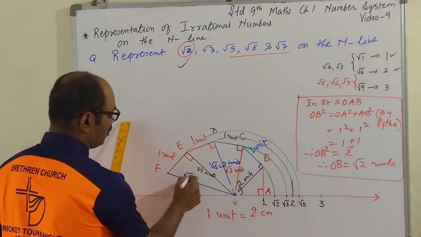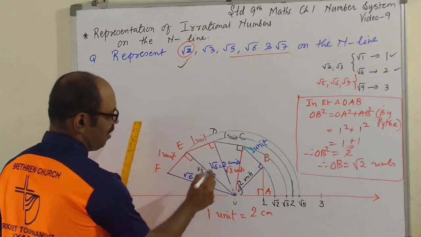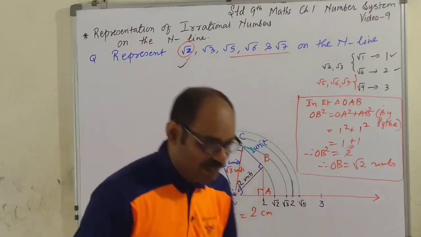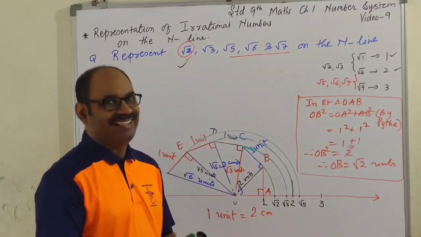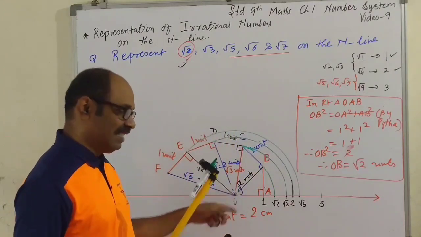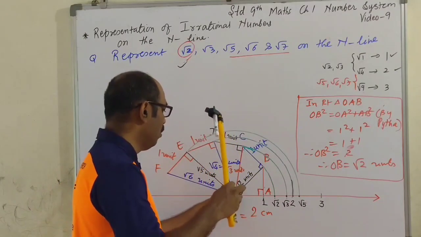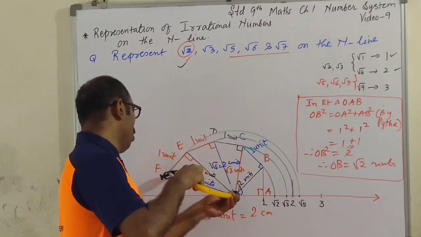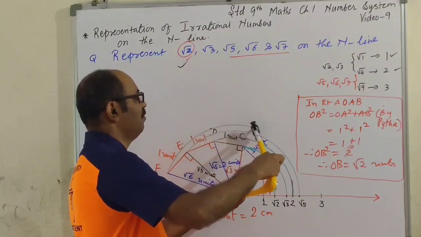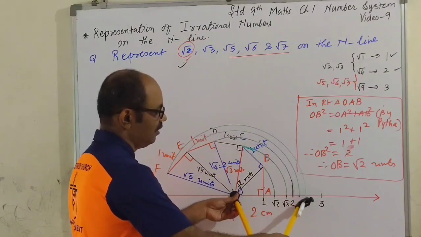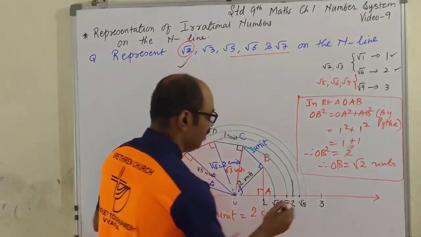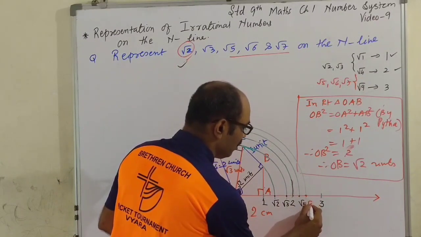And this is root 6 units. Am I right? Now if you want that root 6 on the number line, you have to go through which procedure? Correct. Projection. This we are doing projection. So you take center O and radius OF, which is root 6, and then project it. There you are. Correct? Now this point is root 6.